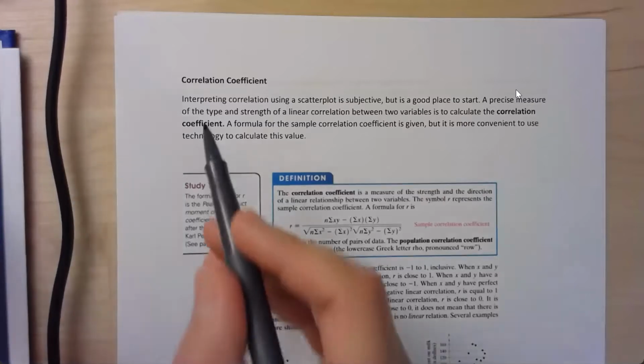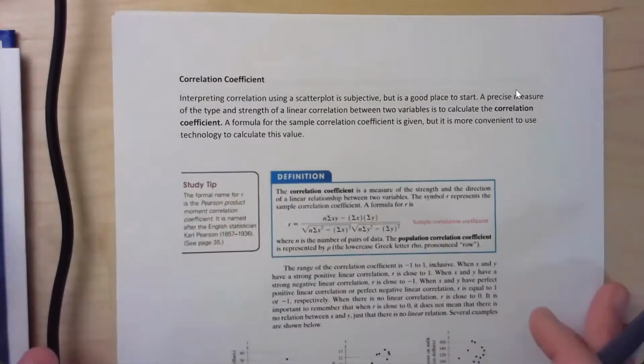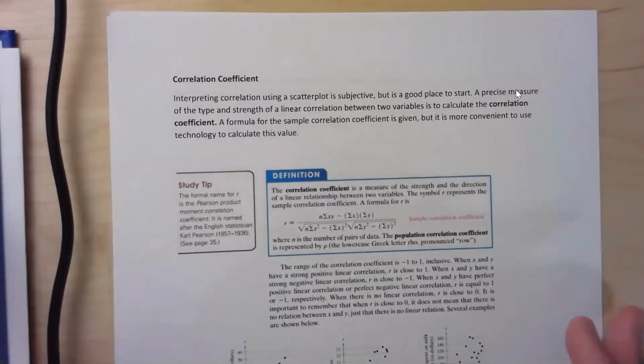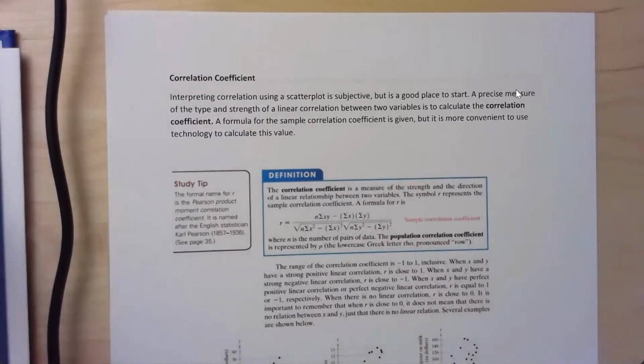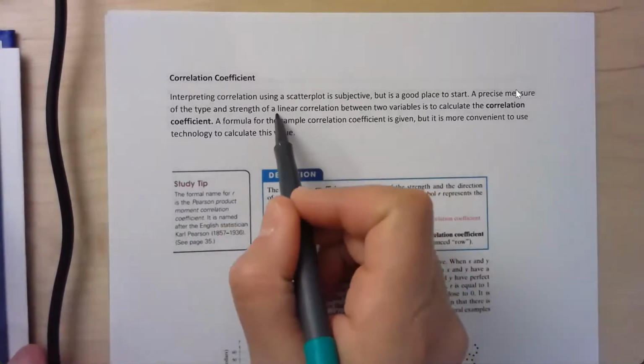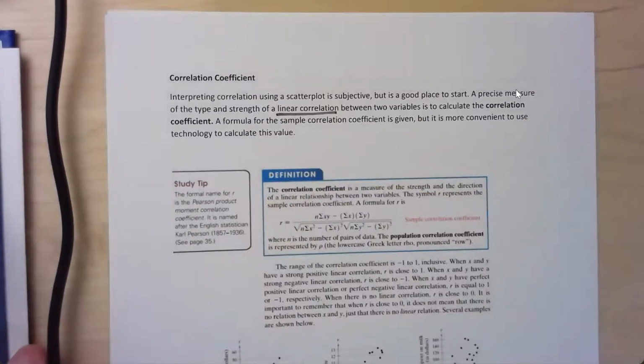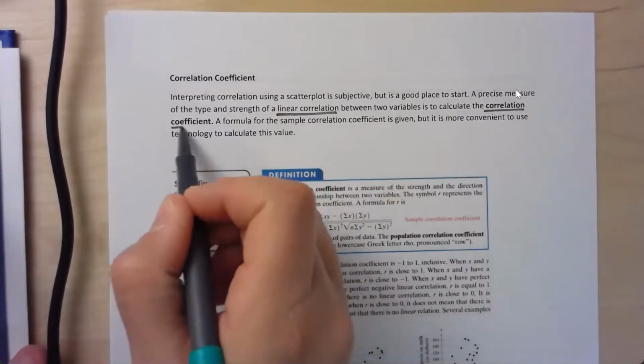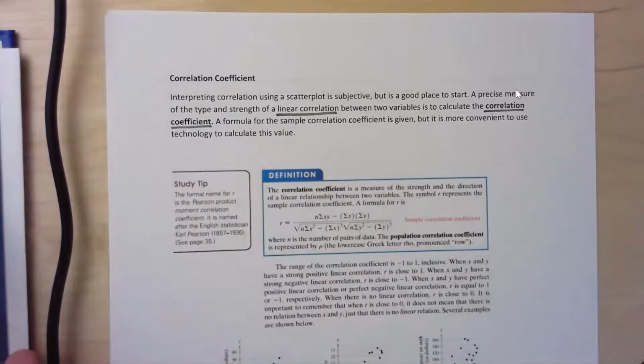So identifying correlation using scatter plots is subjective, meaning that it kind of varies from person to person. One person may think there's a strong correlation, another one may not. So you do need something more rigorous. So a precise measure of the type and strength of a linear correlation, again, we're focusing on linear, between two variables, is to calculate what's called the correlation coefficient. Remember, coefficient is just a number.